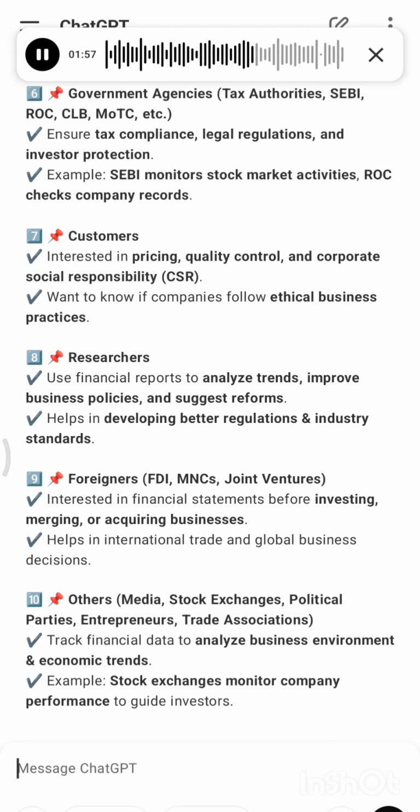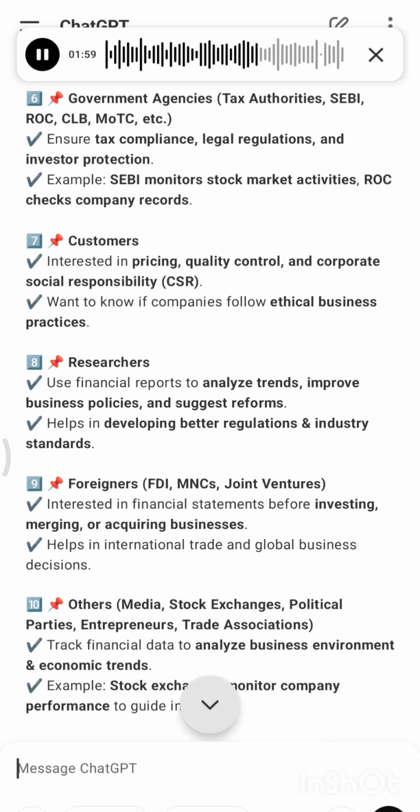7. Customers. Interested in pricing, quality control, and corporate social responsibility, CSR. Want to know if companies follow ethical business practices. 8. Researchers. Use financial reports to analyze trends, improve business policies, and suggest reforms. Helps in developing better regulations and industry standards.